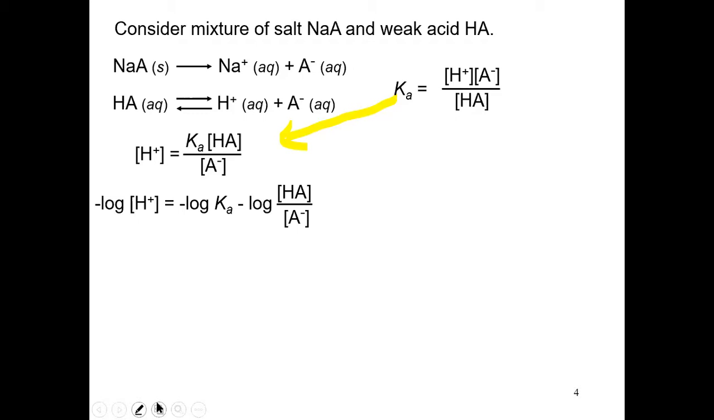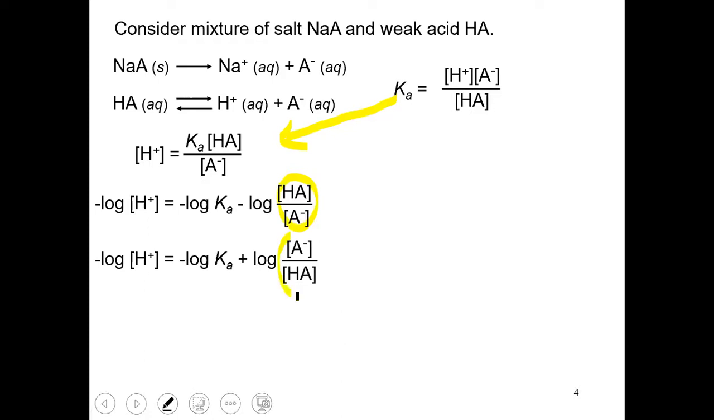I don't like so many negatives, so I'm going to switch the fraction in minus the log of HA over A minus. Essentially, I'm going to take the reciprocal of that and multiply by minus 1 on the outside of that log, and turn that into positive. Notice that what I did here was I reversed how that ratio was expressed. Again, this is all fair and square algebra. It can be done. It's doable. It's legal.